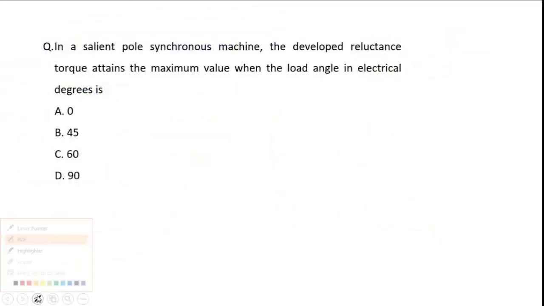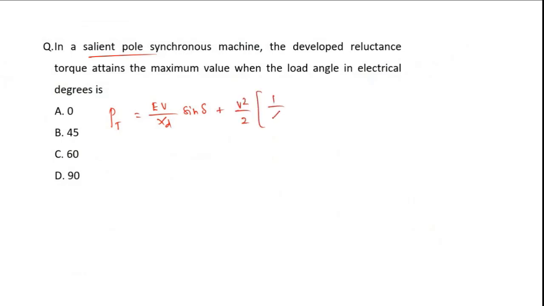Right, and there is the other question here. For a salient pole synchronous machine, the developed reluctance torque attains maximum value when the load angle in electrical degrees is? The total power developed by a salient pole synchronous machine will be EV by XD into sine delta plus V square by 2 into (1 by XQ minus 1 by XD) into sine 2 delta. The first term is the power due to excitation, and the second term is the power due to reluctance.